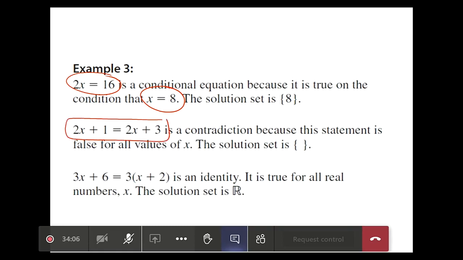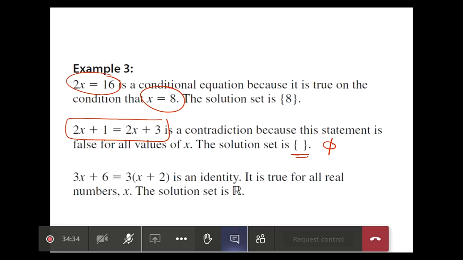This is contradiction. Why? Because we have 2x, but plus 1 plus 3. So this is impossible. The two sides are not equal. Okay? So the solution is none. We can put the empty set. This is the type of equation contradiction.